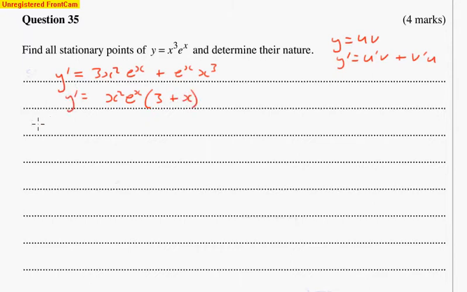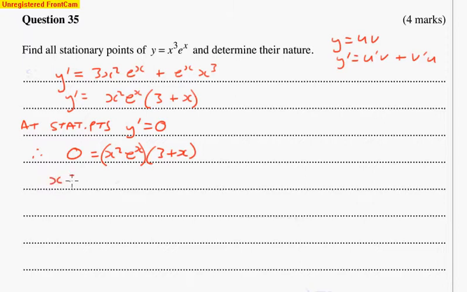That's my derivative. Write my explaining line: at stationary points the derivative equals 0. Therefore 0 equals x squared e to the x into 3 plus x. And I must now find what values of x make this equal to 0. What we've got here is this times this, and for it to be equal to 0, one of them must be 0. To make the first part 0, the x squared e to the x, if x is 0, that'll make it equal to 0, so we get x equal to 0. That's from the first bracket. And from the second bracket, x equal to -3 would make that one equal to 0. So both of those situations work.